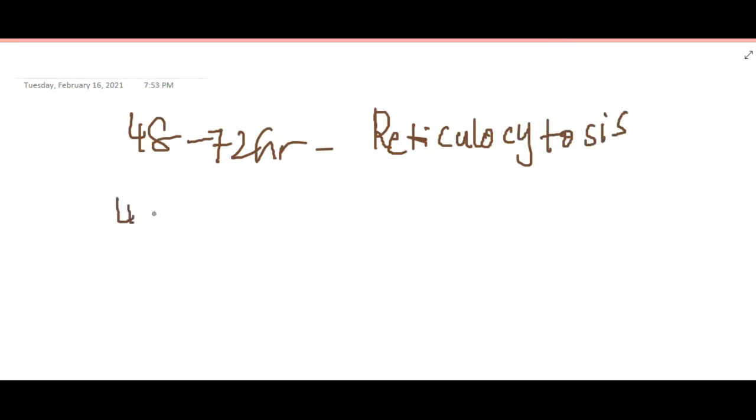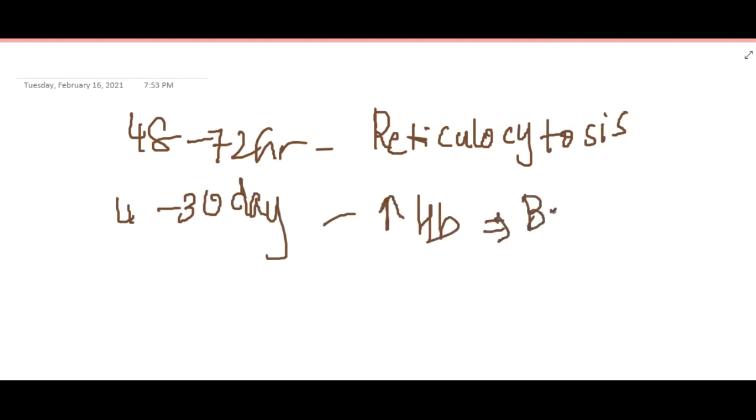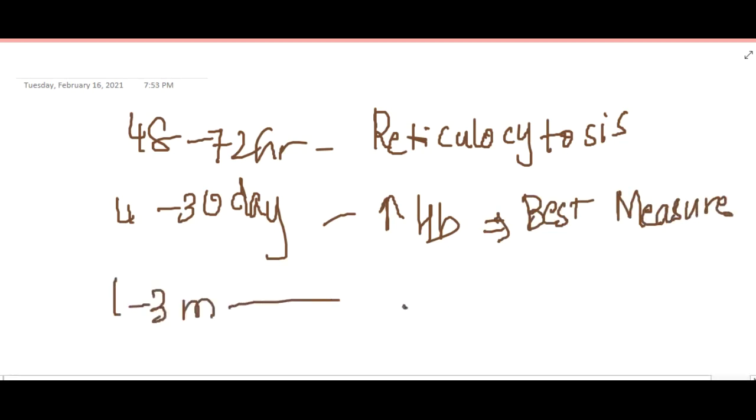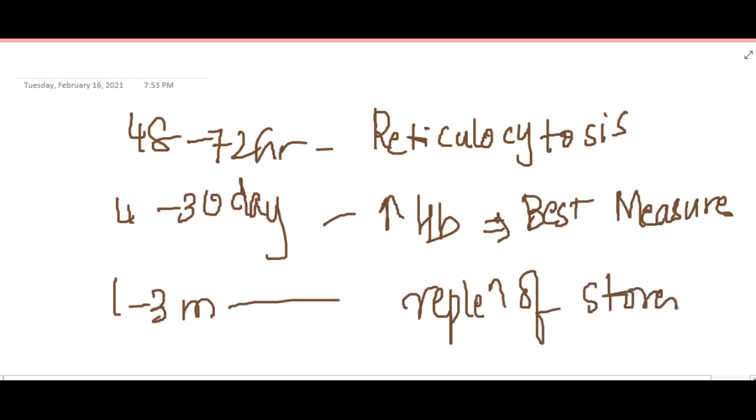Then from 4 to 30 days, there is an increase in hemoglobin, and this is actually the best measure. And from 1 to 3 months, there is complete repletion of stores. So this is the response to iron in the treatment of iron deficiency anemia.